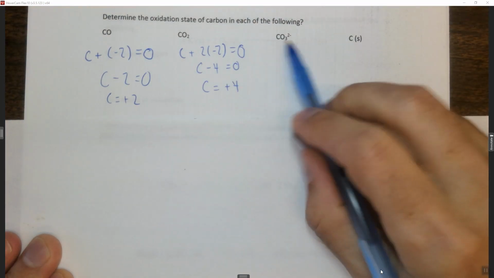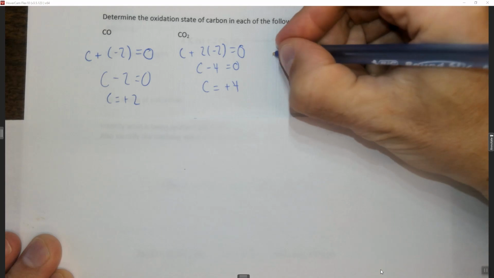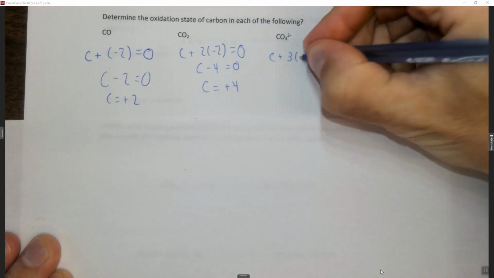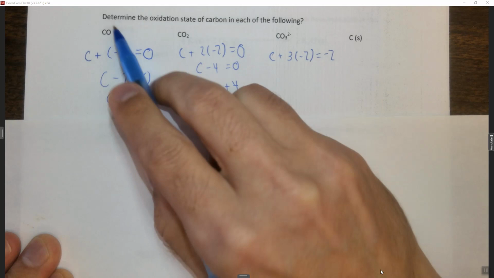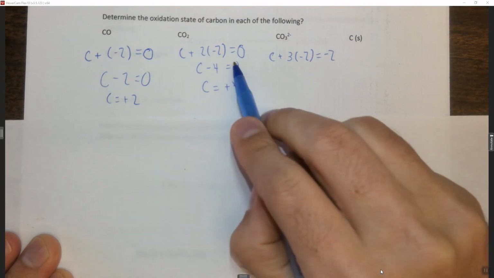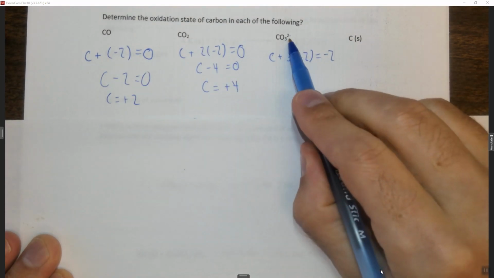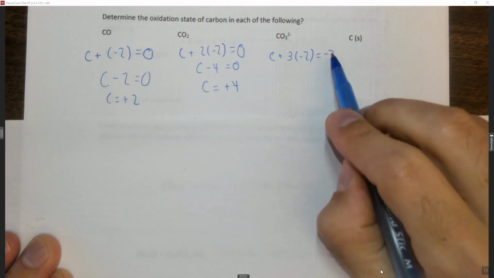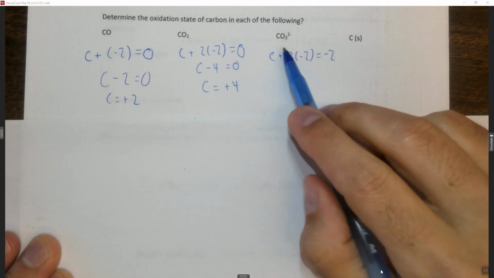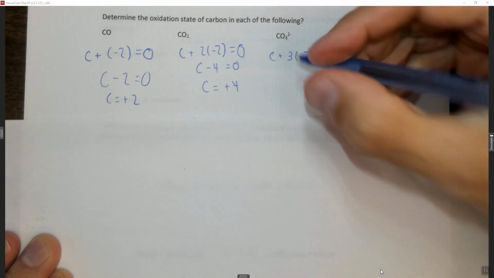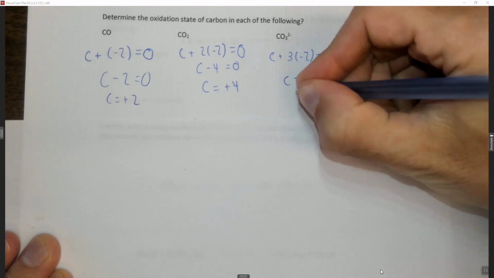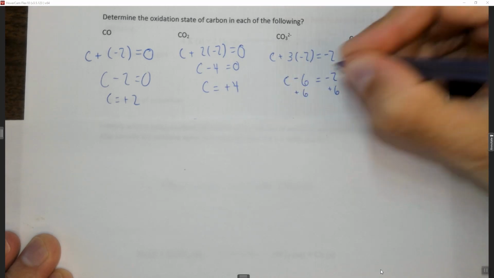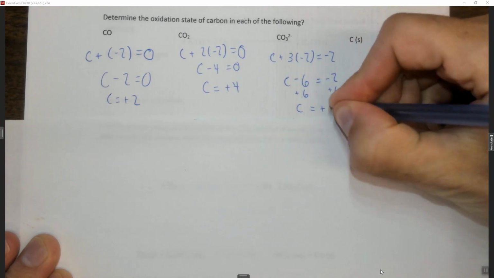Let's look at carbonate. Here we have carbon plus 3 times -2 equals -2. Note that in these two, the charge was 0, so we set it equal to 0. In this case, the charge is 2 minus, so we set it equal to -2. The sum of the oxidation states equals the charge. So here we have carbon -6 equals -2, plus 6 plus 6, carbon equals +4.